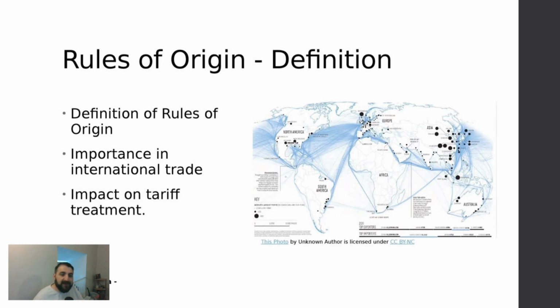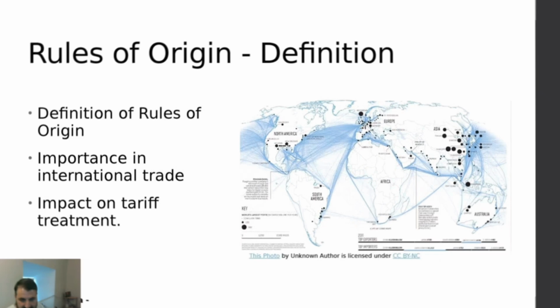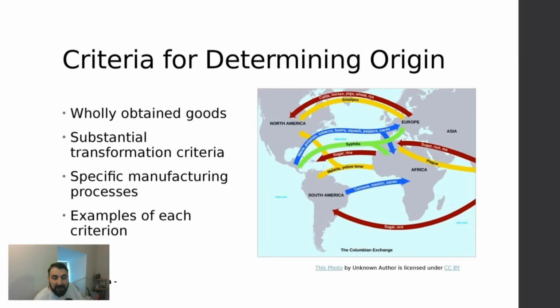Okay, so let's move on to the next section so we can go deeper on it. To determine the origin of a product, we have 3 steps, lads. Number 1, wholly obtained goods. These are products that are entirely made in one country. Okay, so instead of 3 steps, we have 3 categories. So this is the first one. For example, vegetables grown and harvested in the UK are considered wholly obtained.